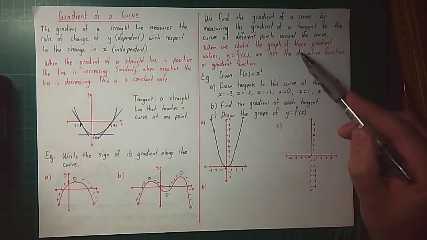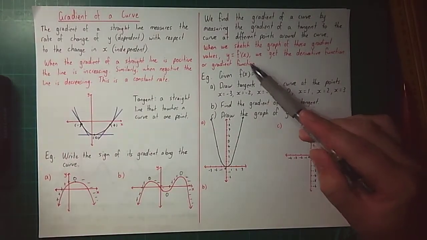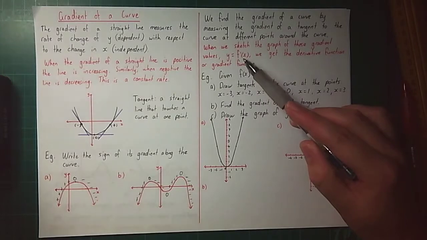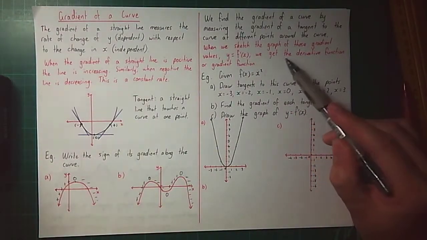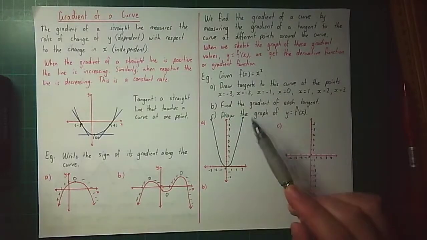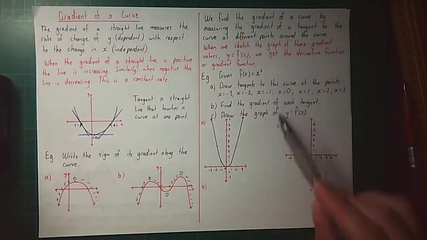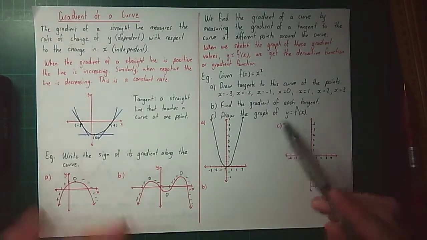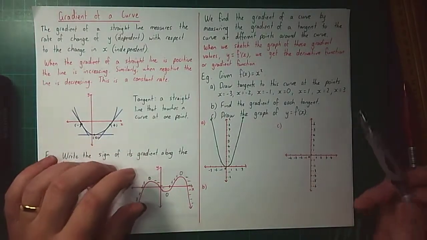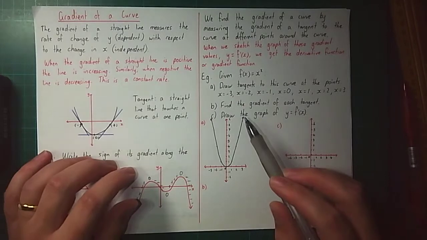When we sketch the graph of these gradient values, y equals f dash x, and you'll see what that means soon as well, we get the derivative function or gradient function. So this is shorthand for saying that we're doing the derivative function or the gradient function, which are the same thing. So we'll apply that to this example here.